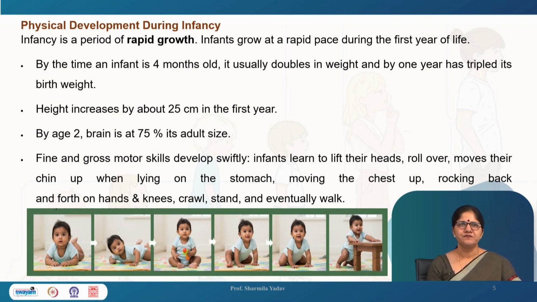Physical development during infancy. Infancy is a period of rapid growth. Infants grow at a rapid pace during the first year of life. By the time an infant is 4 months old, it usually doubles in weight, and by 1 year has tripled its birth weight. Height increases by about 25 centimeters in the first year. By age 2, the brain is at 75% of its adult size. Fine and gross motor skills develop swiftly. Infants learn to lift their heads, roll over, move their chin up when lying on the stomach, move the chest up, rock back and forth on hands and knees, crawl, stand, and eventually walk.